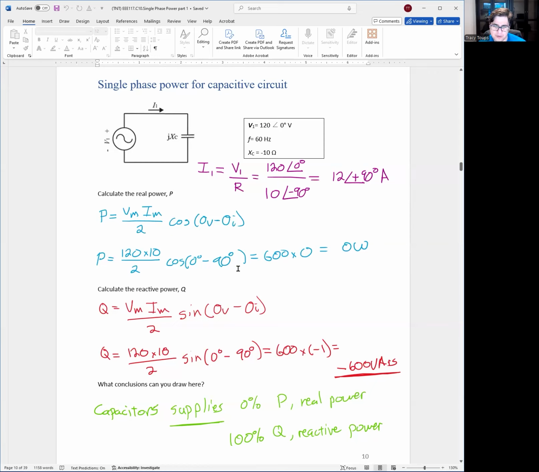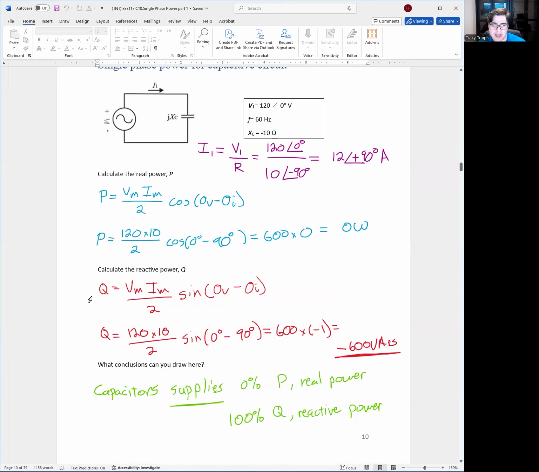Calculate real power. We're not going to go through all this because we know we have 90 degrees in cosine. It's going to be equal to 0. So a capacitor does not have any real power dissipation. It's all reactive. Calculate the reactive power.